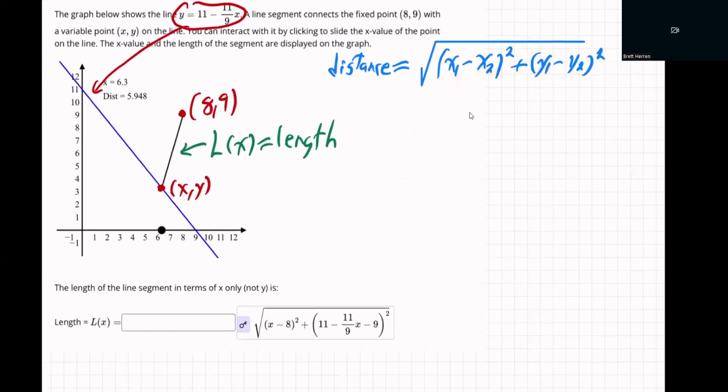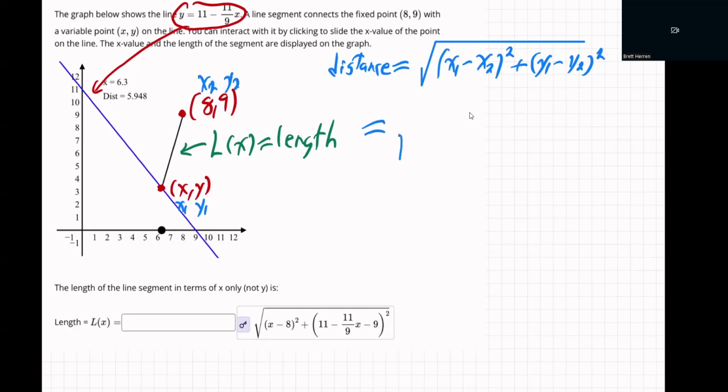That is the distance formula. Put it in your notes. That's the distance between any two points. It doesn't matter which one you call which one. We'll call this x1, y1. We'll call this x2, y2. You could reverse it. It doesn't matter.